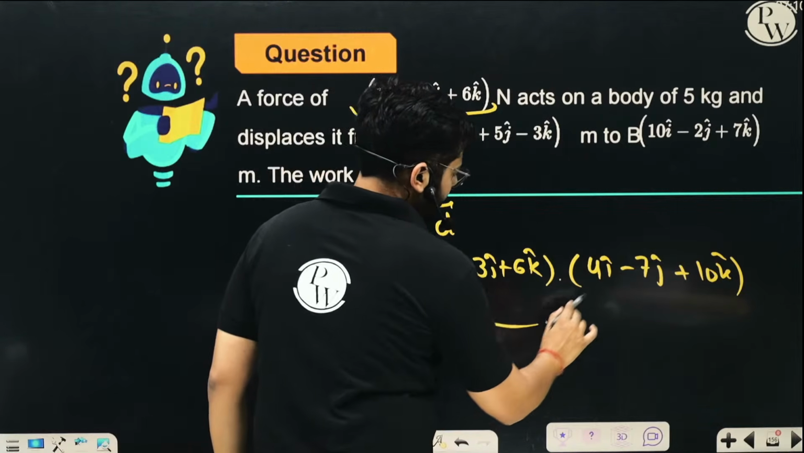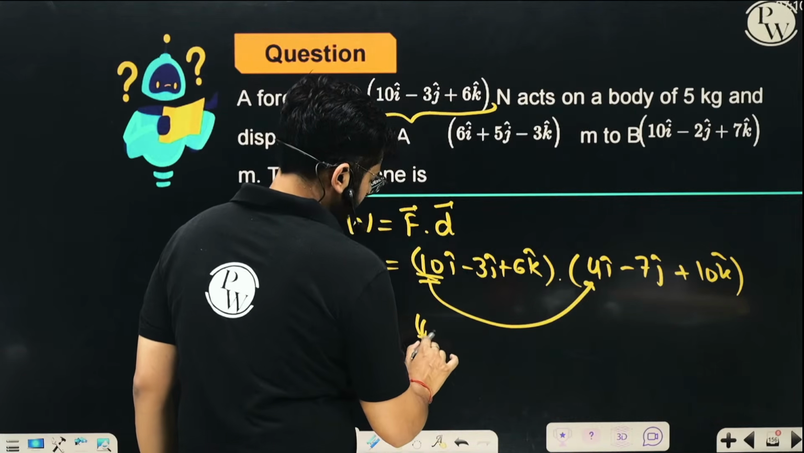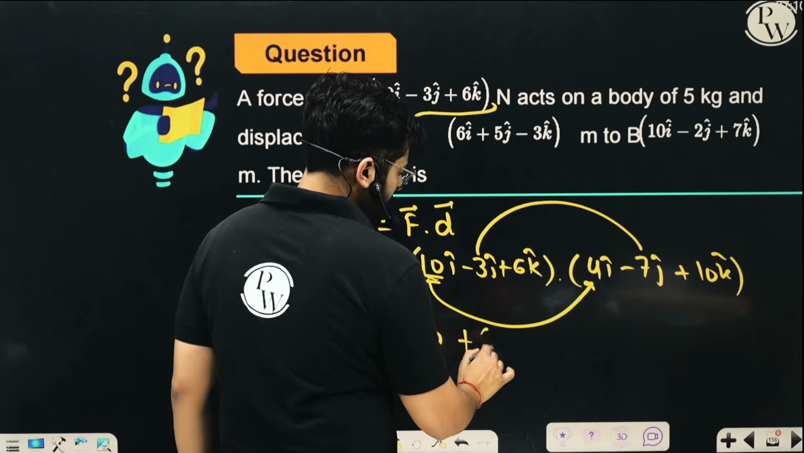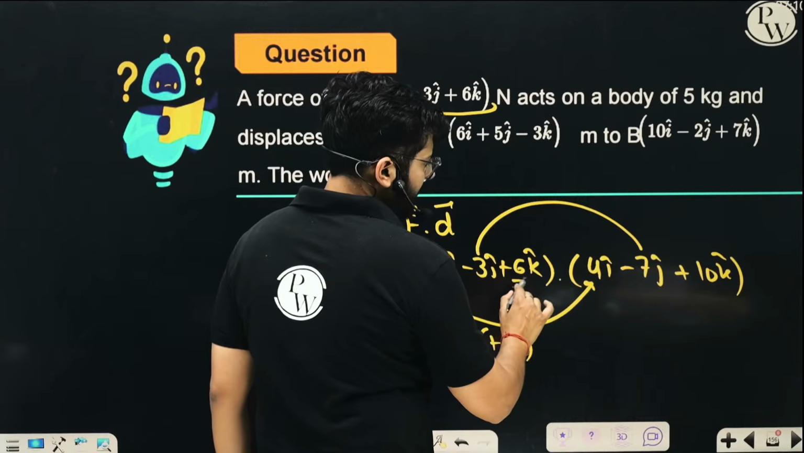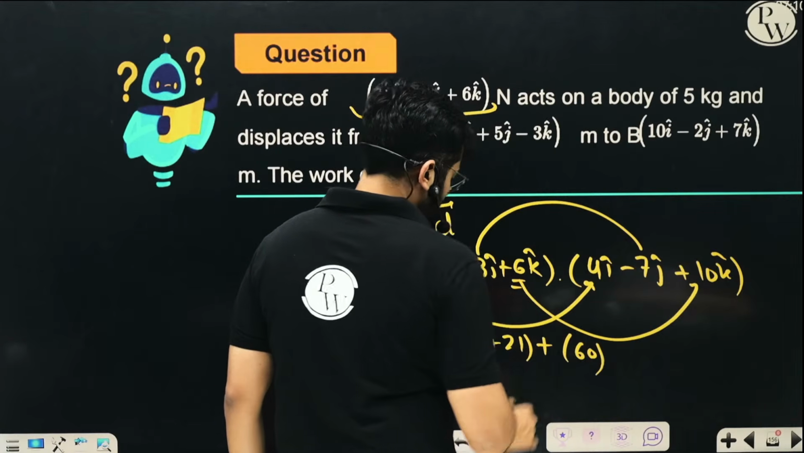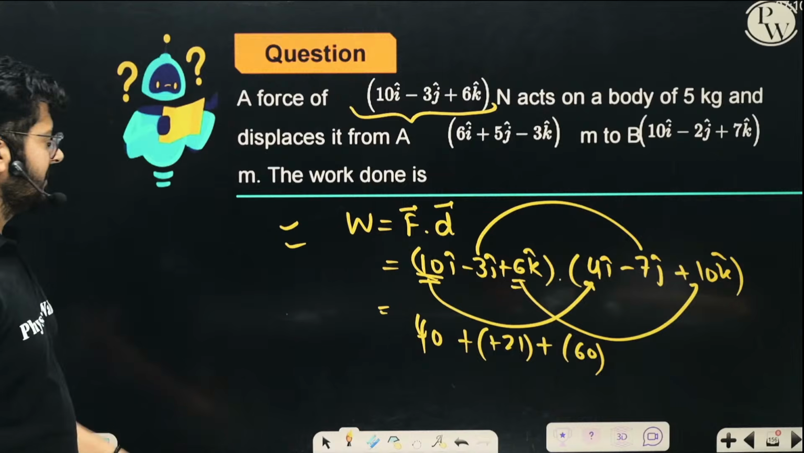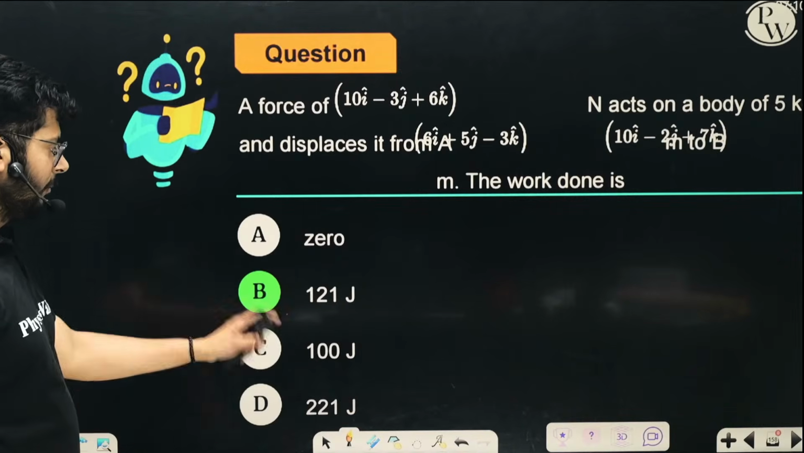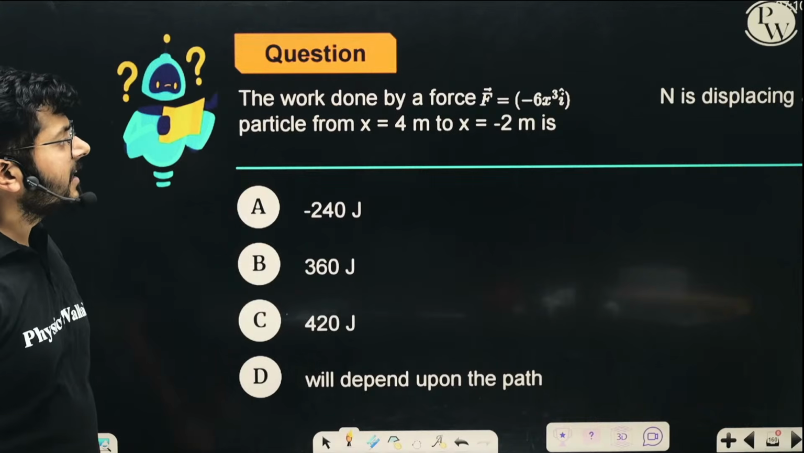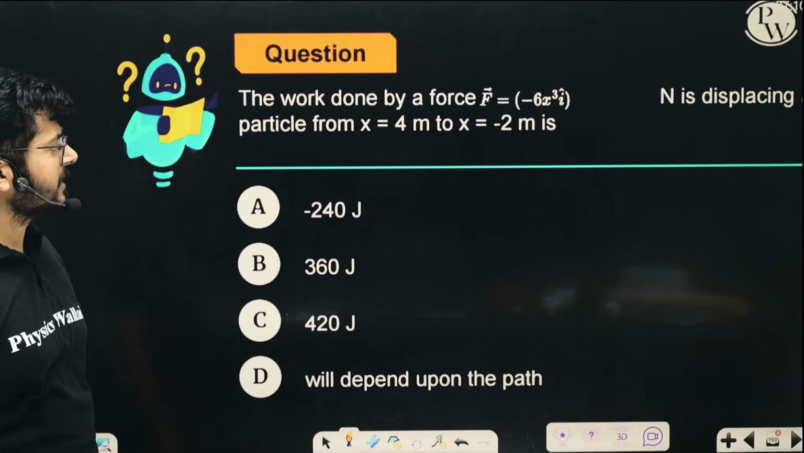Take 10 with 4, it is 40. Take minus 3 with minus 7, it is plus 21. Take 6 with 10, plus 60. Just add it out and you will have your final answer: 121.